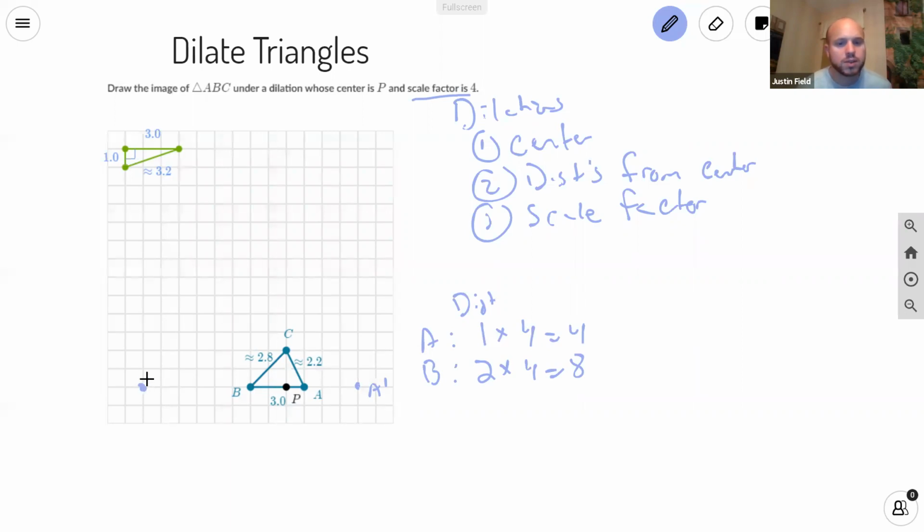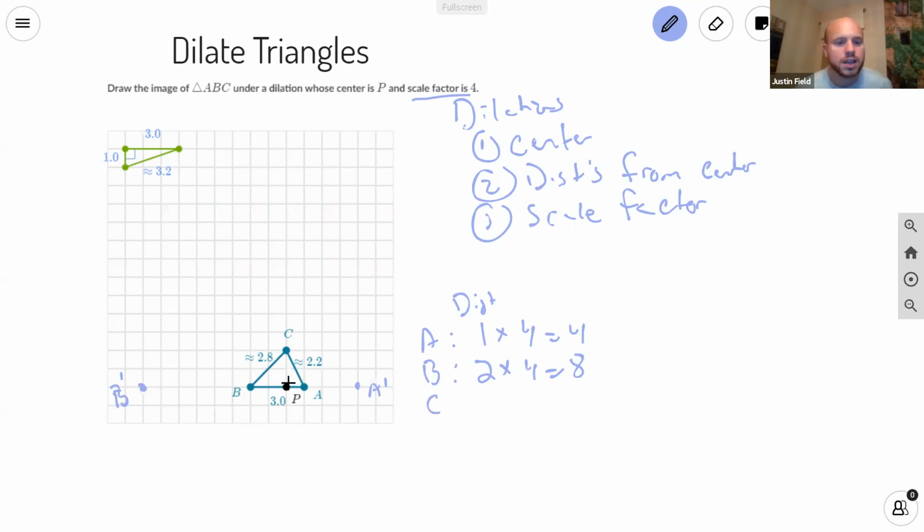Now it's possible that a point is like 2 over and 3 up. Well, then you got to multiply both the horizontal and vertical by the scale factor to get the image point. That's what it's called. These primes are called the image, and the points on the original figure are called the pre-image. We'll talk about that in class.